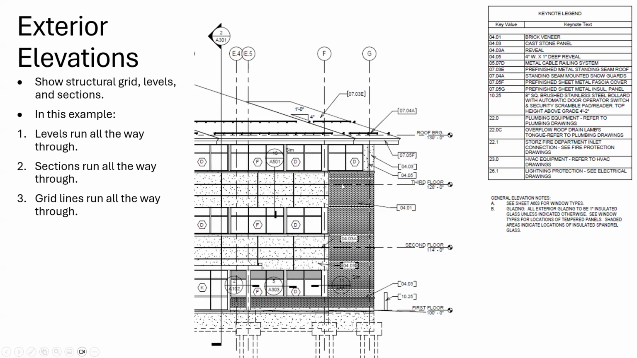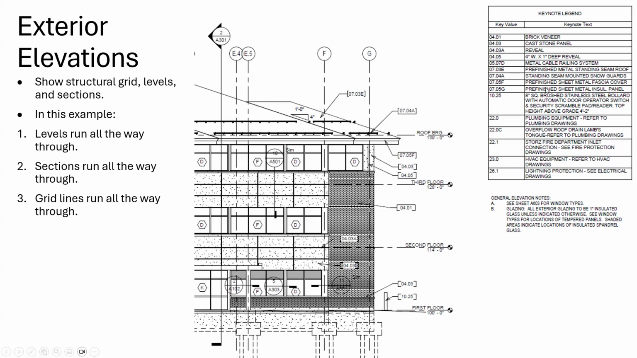In this case, I also did keynotes. So here's 0401. 0401 is brick veneer. 0403A is a reveal. So that's like a little recess in whatever material it is, which is 0403, which is a cast stone panel. So you can see up there, 0703E is pre-finished standing seam metal roof.